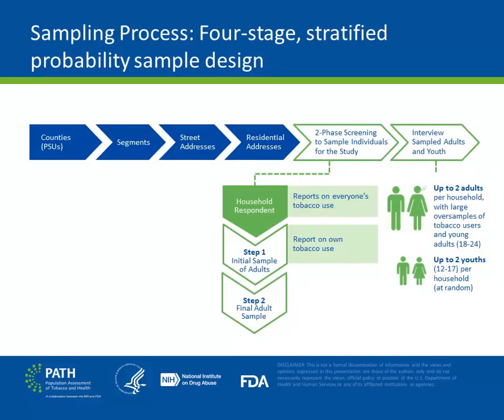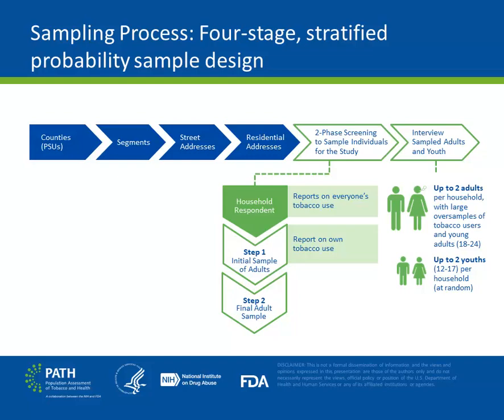The PATH study relies on a 4-stage stratified probability sample design. The image shown here illustrates the process from left to right. The first stage, shown on the left, was to select primary sampling units, which for the PATH study are counties or groups of counties. The second stage was to select segments, which can be thought of as neighborhoods within the primary sampling units, and the third stage was to select street and residential addresses within the segments.